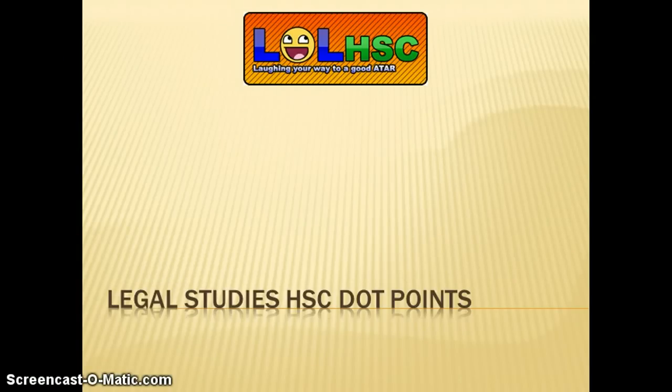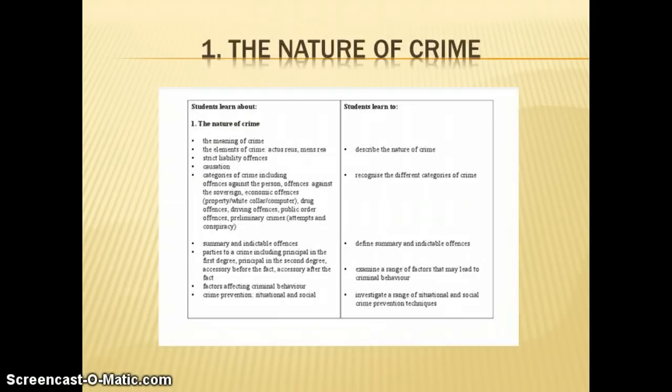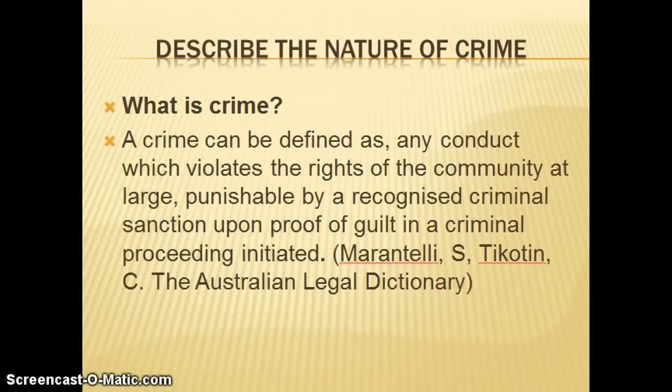So we have the first area of the syllabus here, the nature of crime, right in front of you on the screen. The really important part is the learn tos, because they're really what the questions are going to come from mainly. There are other areas which I'll go through in other videos. Under the nature of crime we have 5 questions, and really the first one, describing the nature of crime, has the most content.